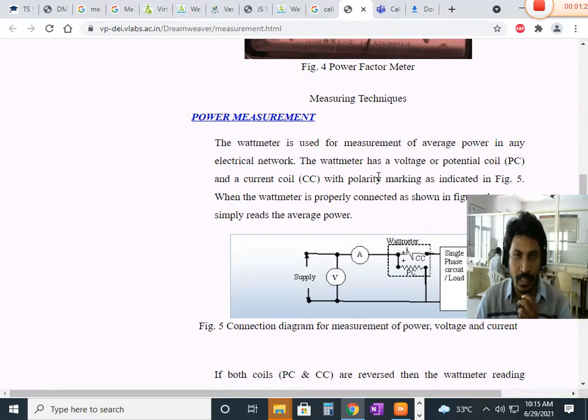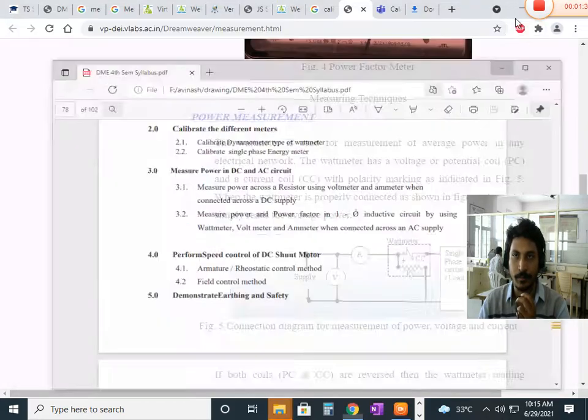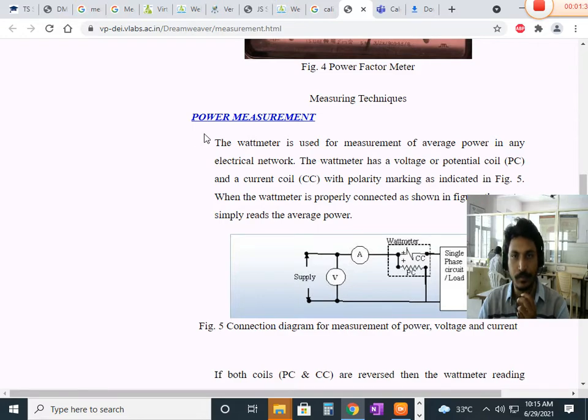Whereas the measuring techniques for power measurement, that is, calibrate the dynamometer type wattmeter. Dynamometer type wattmeter means it is an electromagnet moving coil system. So for power measurement, the wattmeter is used to measure the power.